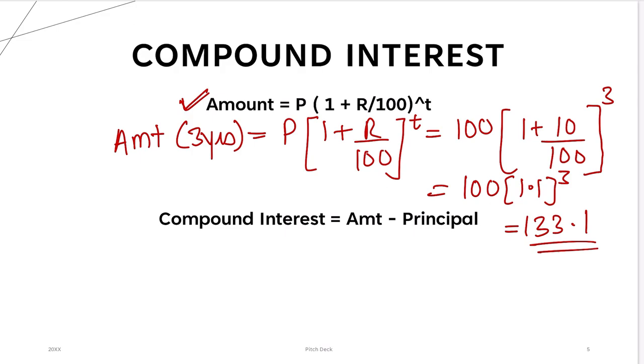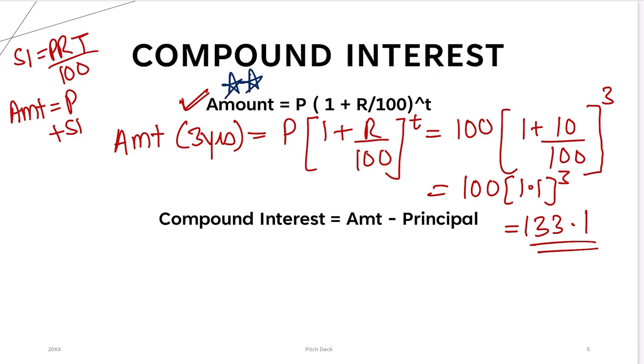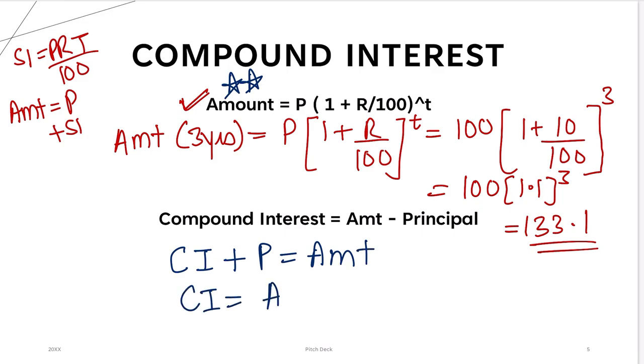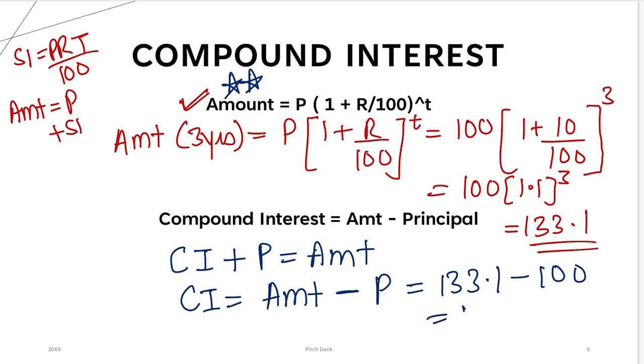There we had a formula where we calculated simple interest, that is PRT by 100. Then we calculated amount as principal plus simple interest. Here we are starting with the amount formula, that is very important. Amount formula is P times 1 plus R by 100 raised to power T, right? And if you want to calculate interest from it, interest plus principal is the final amount. So to calculate compound interest, it is the amount you calculated with the last formula minus the original principal, that is 133.1 minus 100, that is rupees 33.1. I hope this is clear.